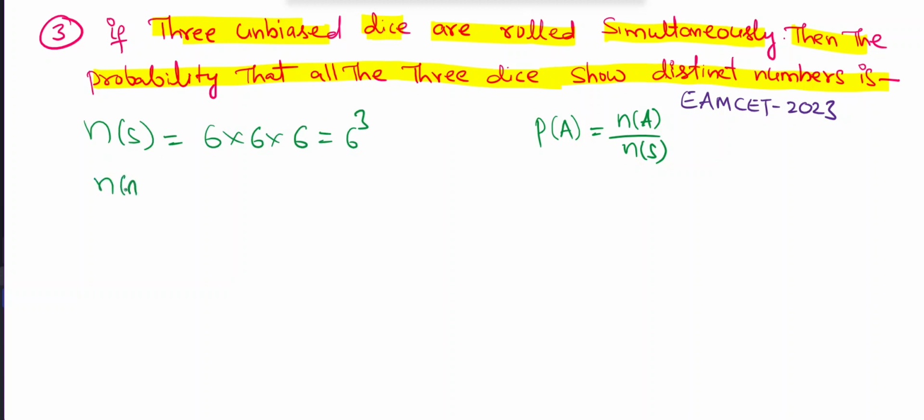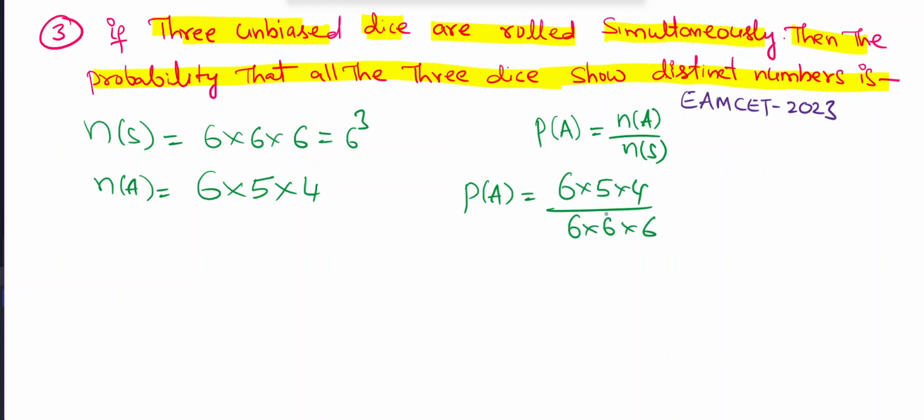And N of A, where all the 3 dice show distinct numbers: the first die has 6 chances, there are 6 numbers, the second die has 5 chances, and the third die has 4 chances. This is N of A. Now probability of A is equal to N of A, 6 into 5 into 4 by 6 into 6 into 6. Here 6 cancels.